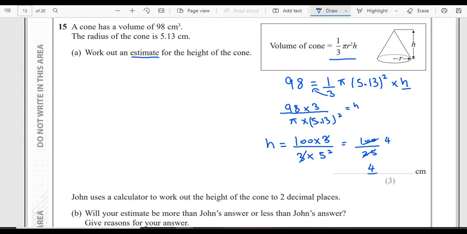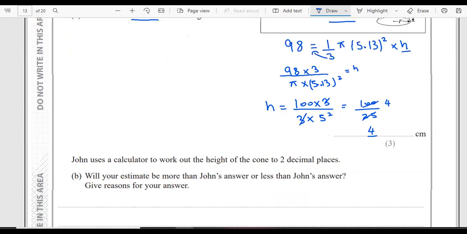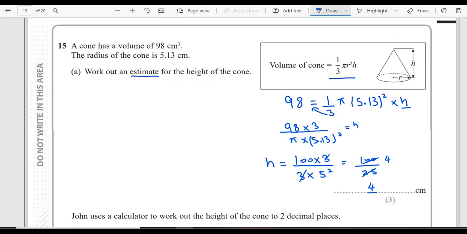Okay. Let's look at this. It says Sean uses a calculator to work out the height of the cone to 2 decimal places. Will your estimate be more than John's answer or less than John's answer? So what do you think? You rounded up, then you rounded down and down. I think your answer will be lower than John's.